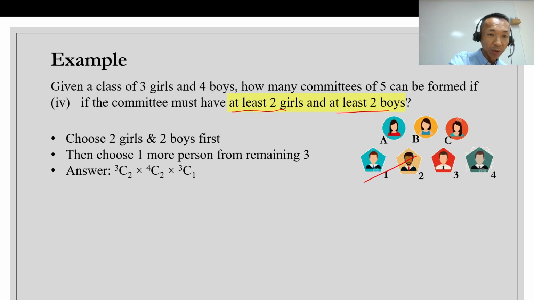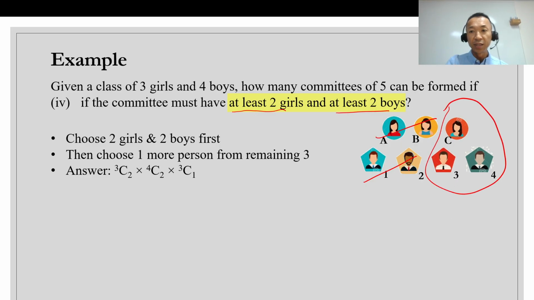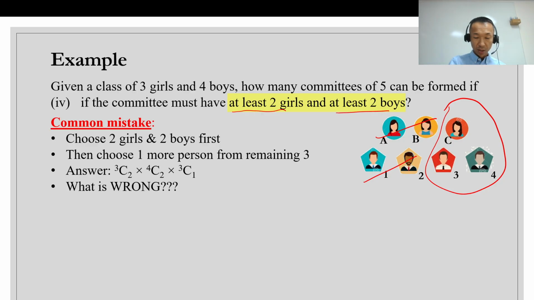So some people will write this. I say one more time, the common answer is out of the 3 girls, I choose 2. Out of the 4 boys, I choose 2. And then once I've chosen these 2, out of these 3, I choose 1. The problem is this method is wrong. Why is this wrong? Be very careful. This is a super common mistake. Let me illustrate.